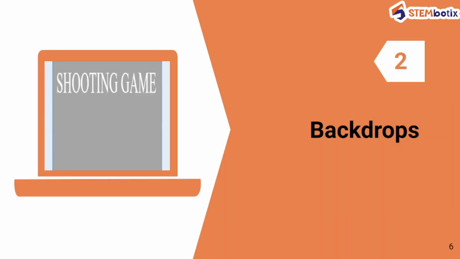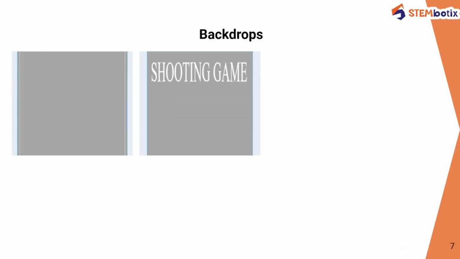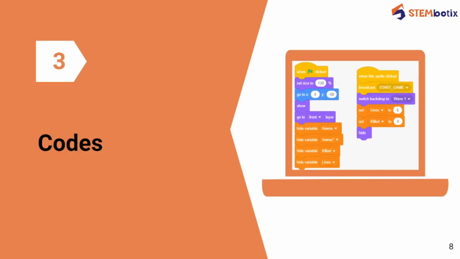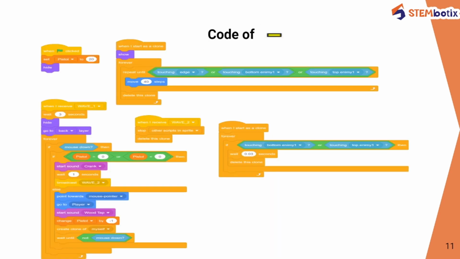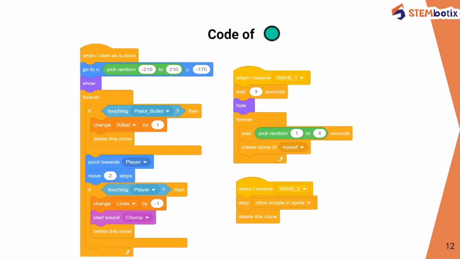and we have this second part in which we are going to see the backdrops. So we are going to use these two different backdrops for this game. This is the third part in which we are going to see the codes. So these are the codes which we are going to use.